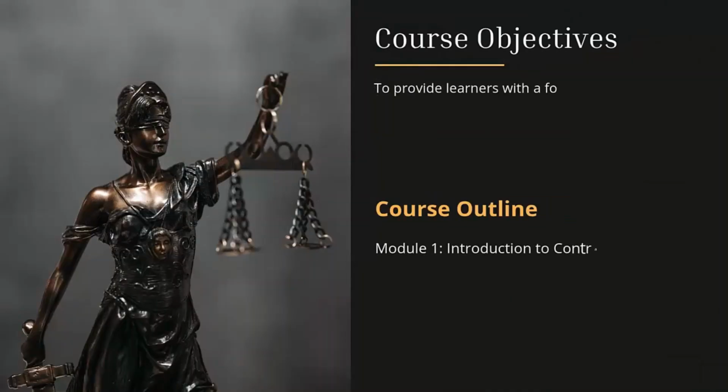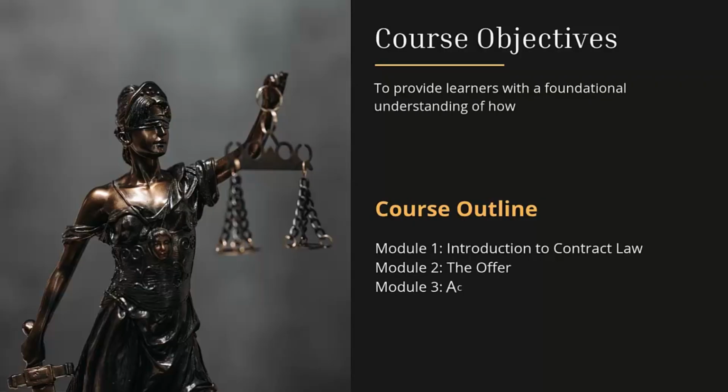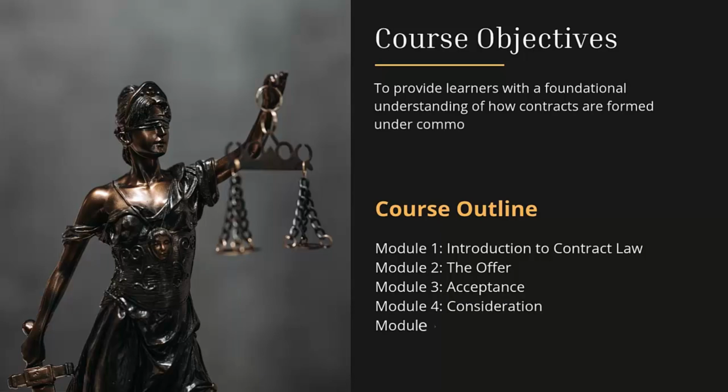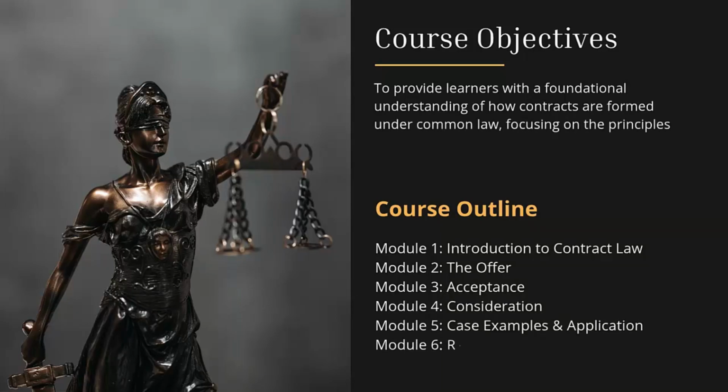Course objectives: to provide learners with a foundational understanding of how contracts are formed under common law, focusing on the principles of offer, acceptance and consideration. Course outline: Module 1, Introduction to Contract Law. Module 2, the Offer. Module 3, Acceptance. Module 4, Consideration. Module 5, Case Examples and Application. Module 6, Review and Quiz.